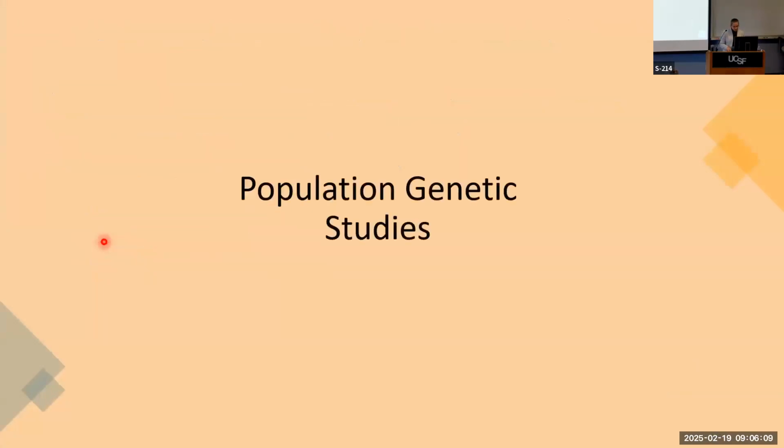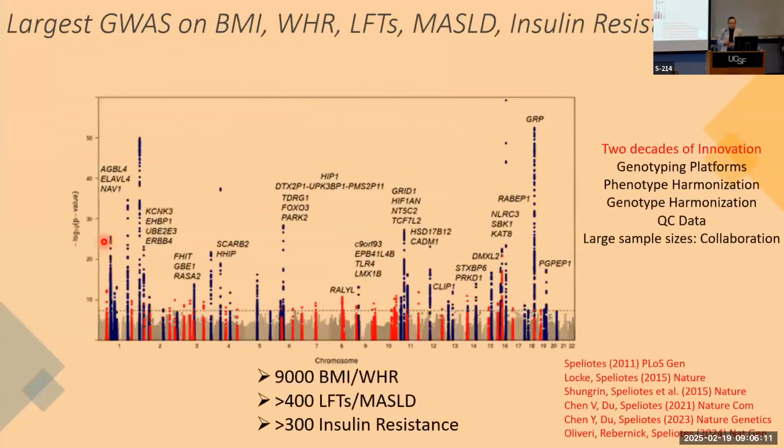So by definition, we can use that to understand susceptibility, and in particular, your susceptibility, define personal risk, and develop tailored therapeutics. And really, as Dr. Mayer said, we're best known for our GWAS studies on body mass index, waist to hip ratio, liver function tests, MASLD, and insulin resistance.